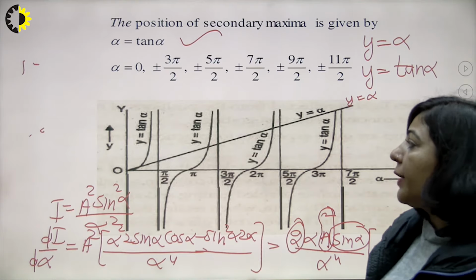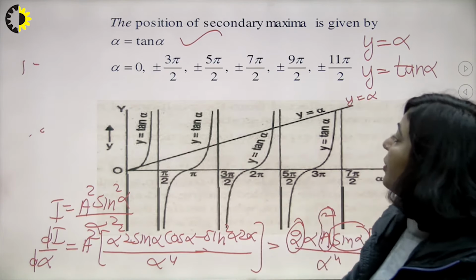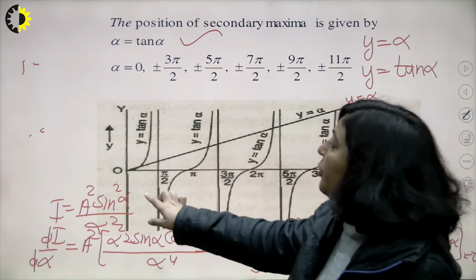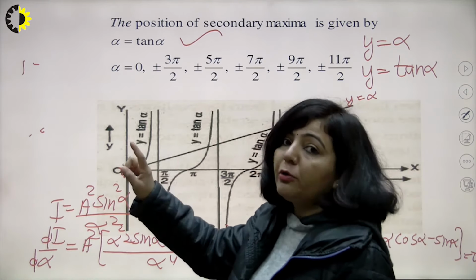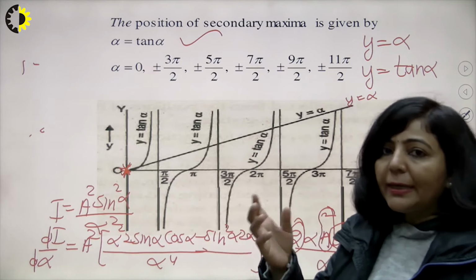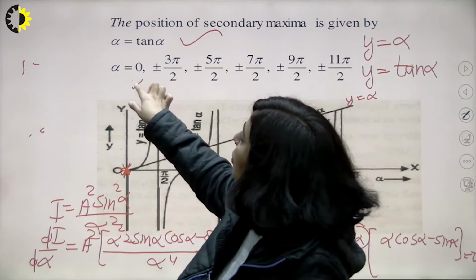And y is equal to tan alpha, you know that graph will be like this. Now the points of intersection: you can see the first point of intersection is this, but you have to ignore this point because this is a point of principal maxima. So you cannot take it as a point of secondary maxima here. So you have to ignore this point.